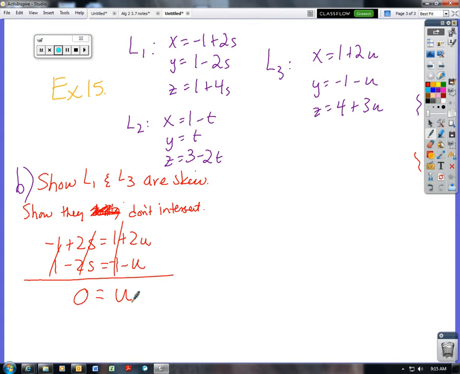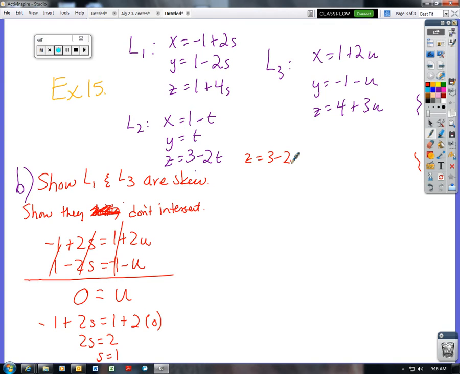So we could plug that back in. Negative 1 plus 2s. I'm bringing back what I had here. 2 times u, which is 0. So I get 2s equals 2, s equals 1. And now what we're going to do is check this in the z's. So z is 3 minus 2 times t.